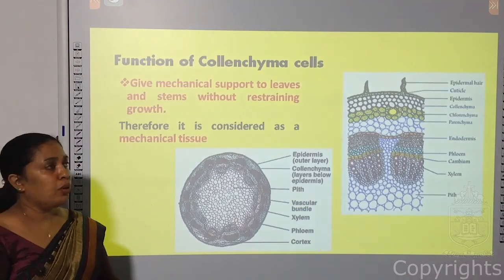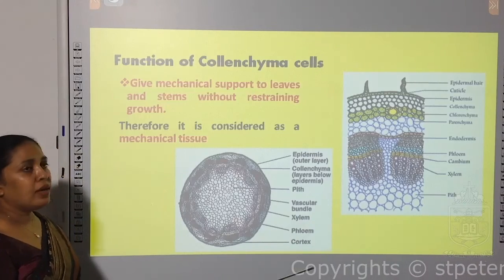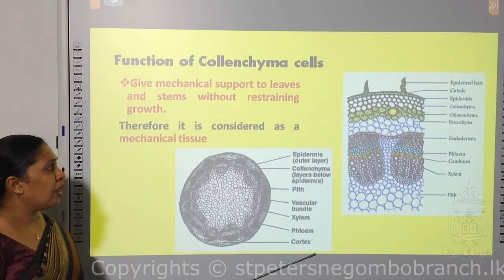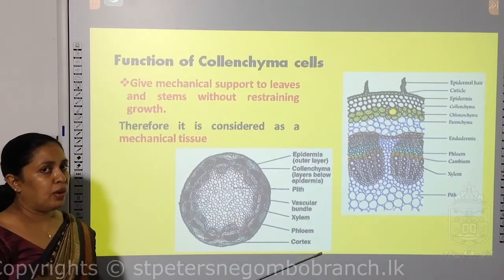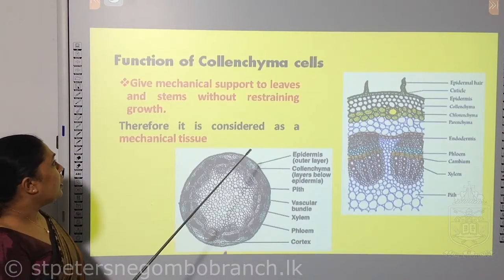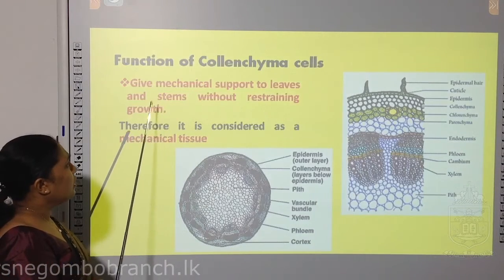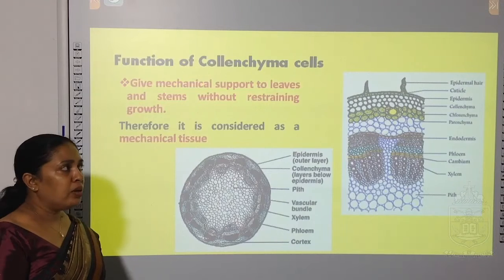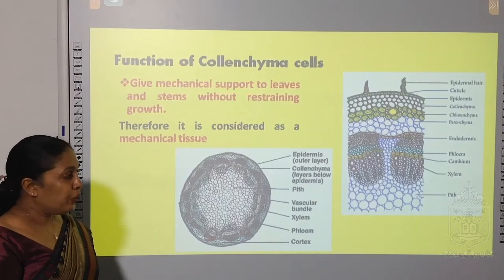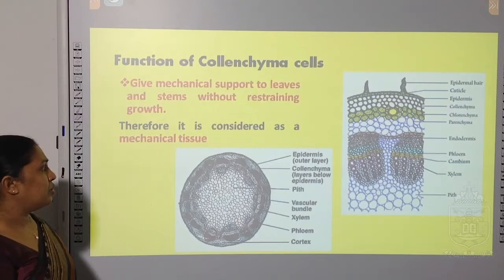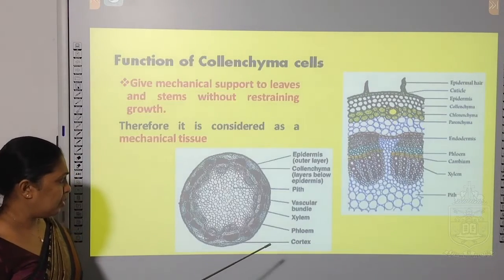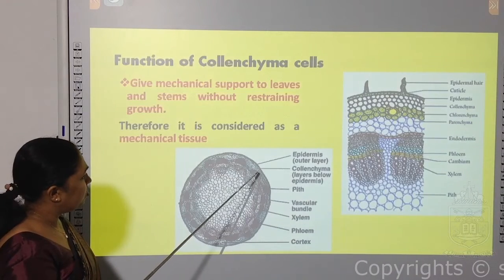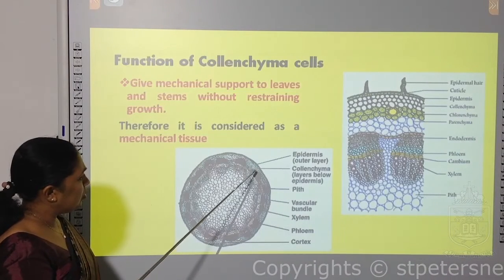If you go to the function of the collenchyma, it is a mechanical tissue because it has more strength. That's why they have stronger cell walls. It gives mechanical support to the leaves and stems without restraining the growth. So it is considered a mechanical tissue. You can see collenchyma cells are just below the epidermis.